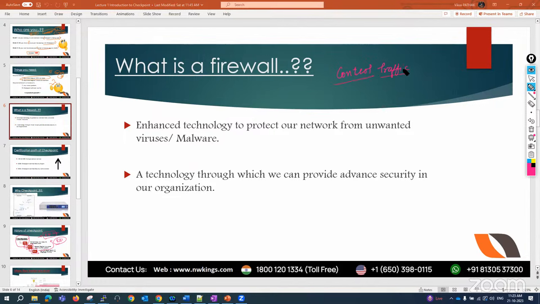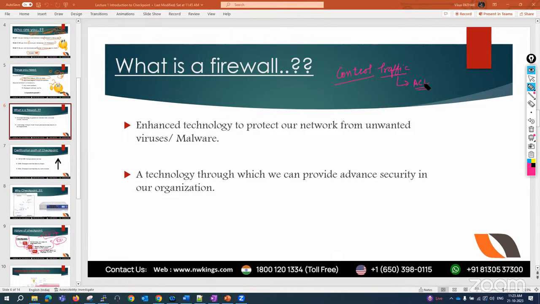Control the traffic. Even in the next generation, we have... I'm not talking about next generation. Leave it. In the firewall, we can control the traffic from the outside to inside or inside to outside. Okay. How can you do that? By creating the firewall rules, ACL. We can say, by creating the ACLs. Correct.